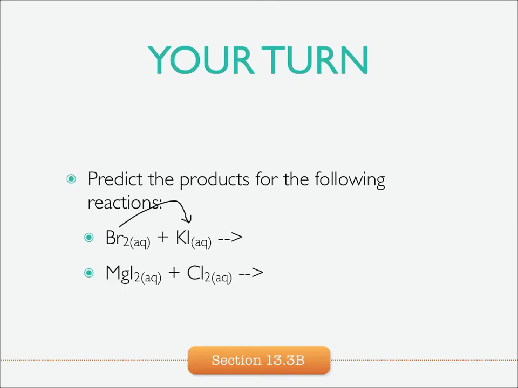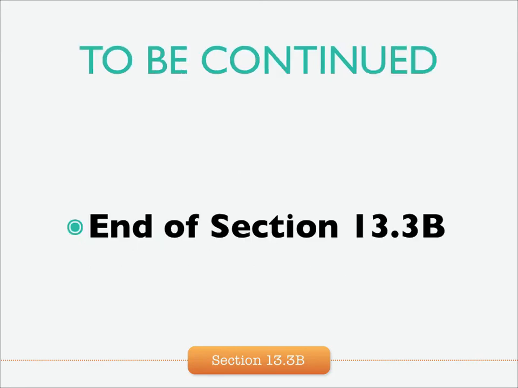Alright, so bromine is going to kick out iodine. We're going to get KBr. We're going to get I2. We need to put some 2's in to balance that. On the second one, they just kind of did it backwards, just to throw you off a little bit. You're going to get MgCl2 plus I2. Alright, that's the end of this part of the section. So, one more to go.